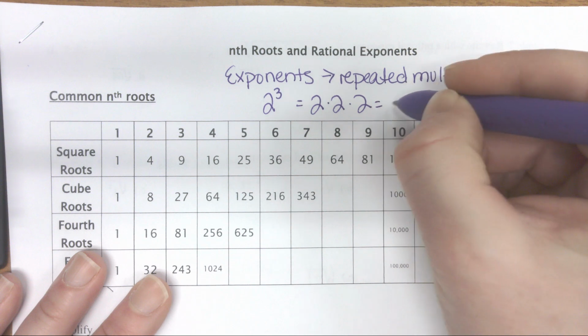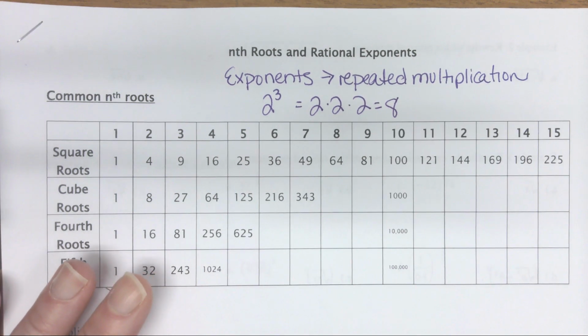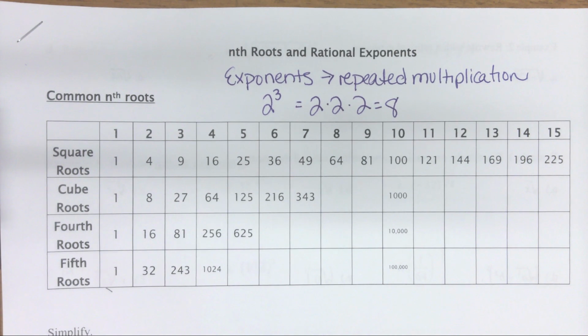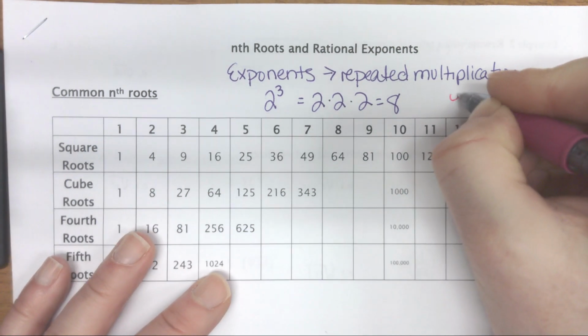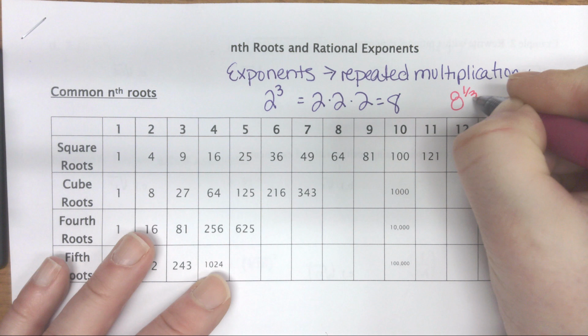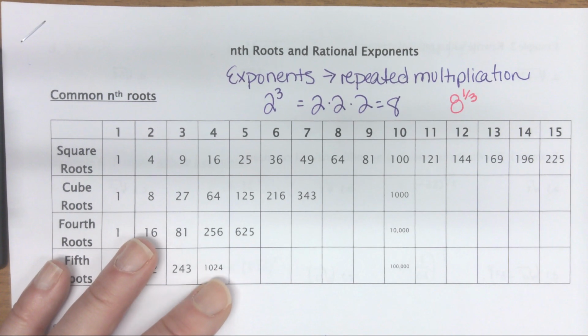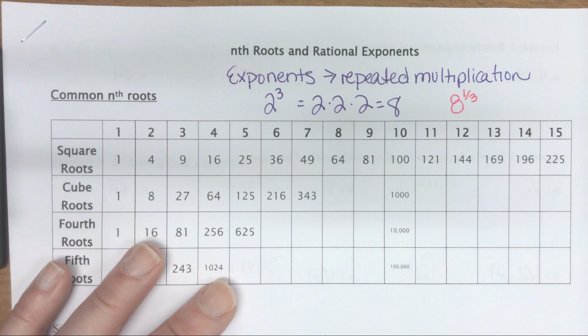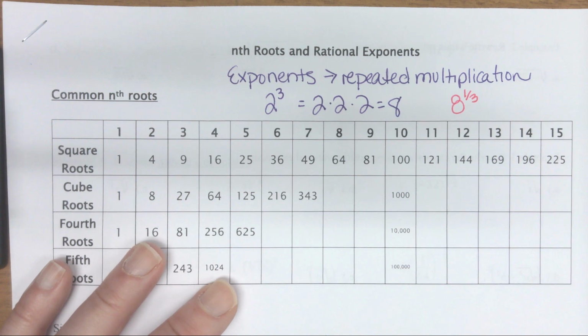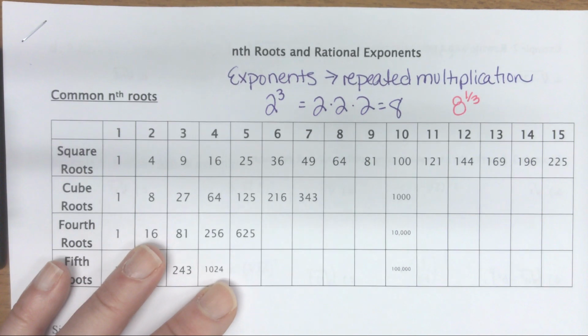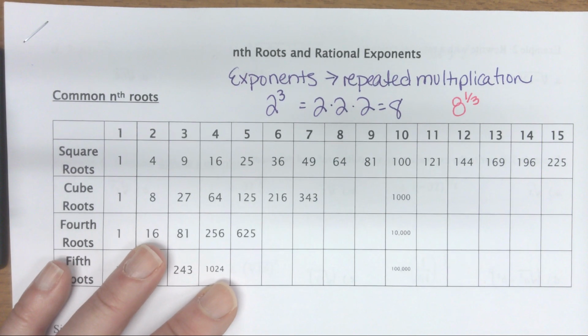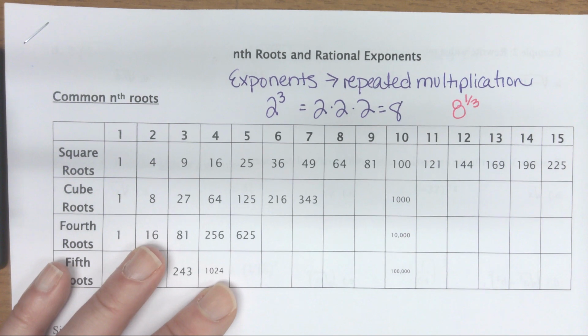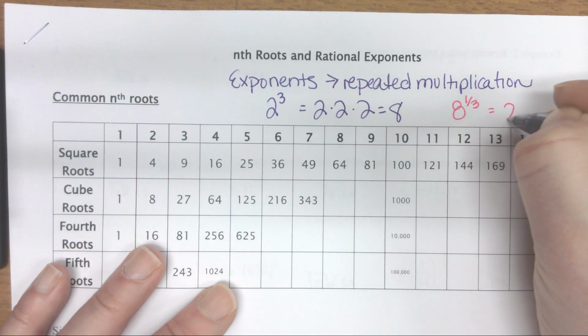8, right? If I wanted to reverse that process, the reverse of that would be, let's use a different color. I would say that 8 to the 1/3 power, or another way of saying that is the third root of 8, is reversing that process. It's saying what multiplied by itself 3 times gives me 8. So the reverse of that would be 2. Okay.